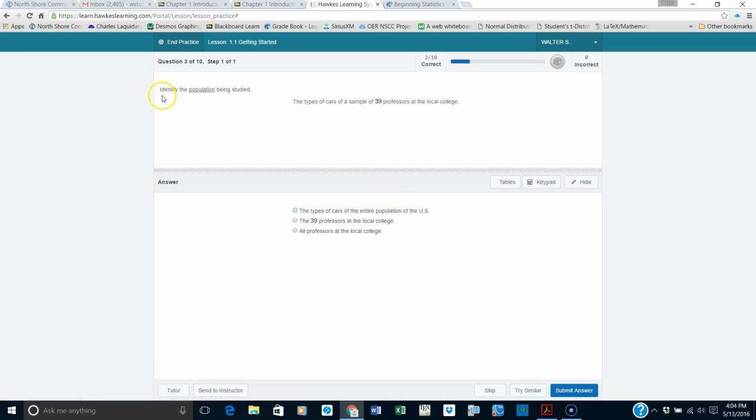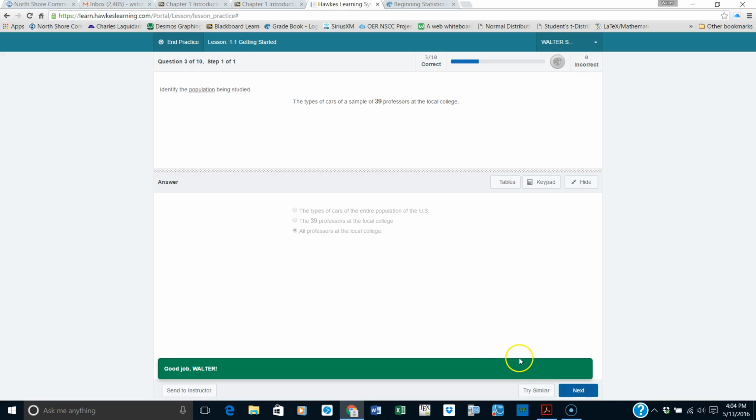Okay. Here we want to identify the population being studied. So the types of cars of a sample of 39 professors at your local college. So we're looking at a sample of 39 professors. So all the professors at the local college will make up the population. And that's a good answer.